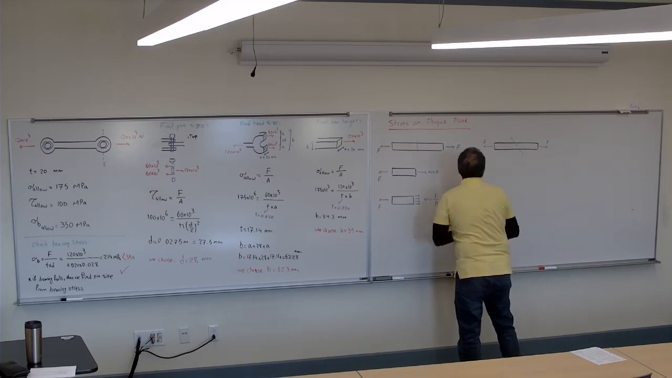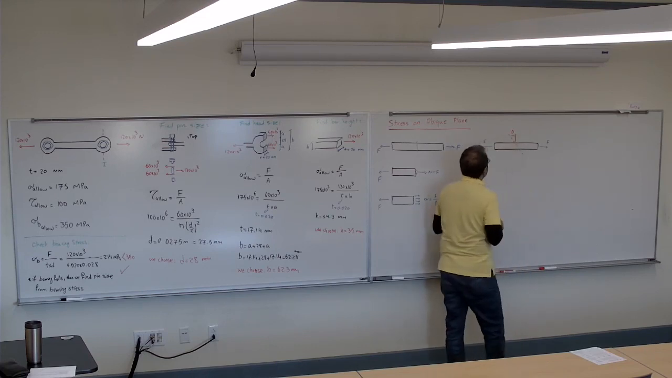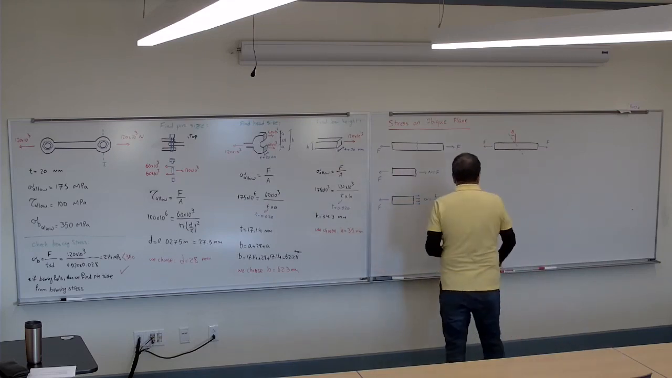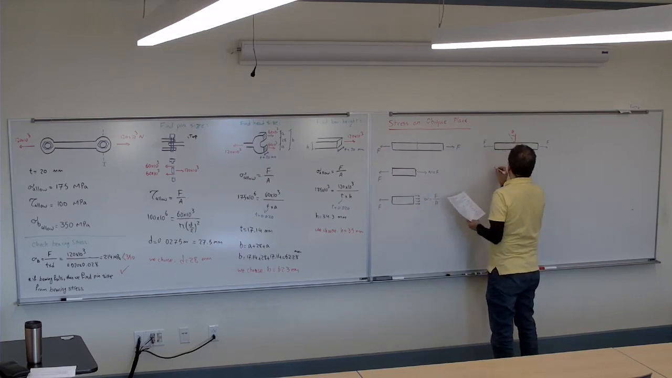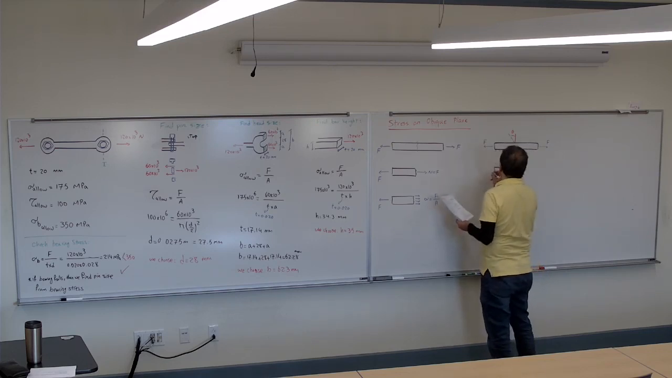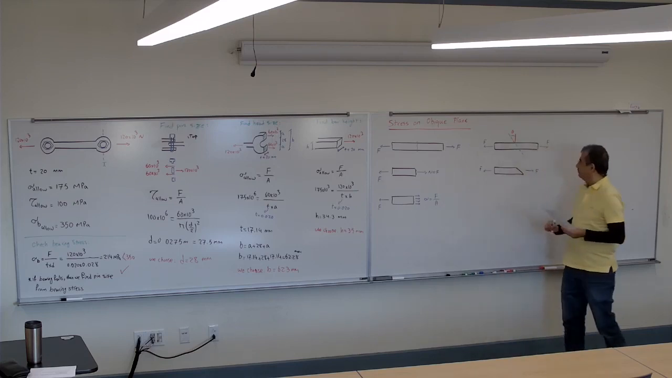This angle stays. So if I redraw it the same as here, I will have this cut like that, like this, and I have the F here, and then I have the F here. Agree?